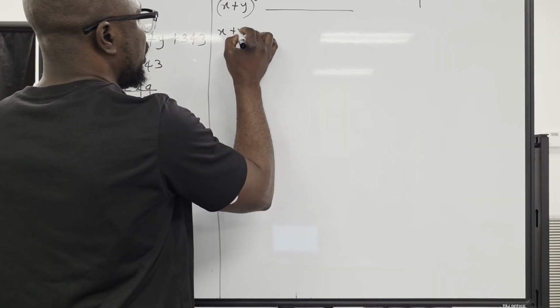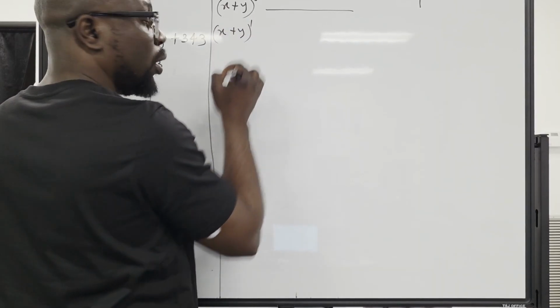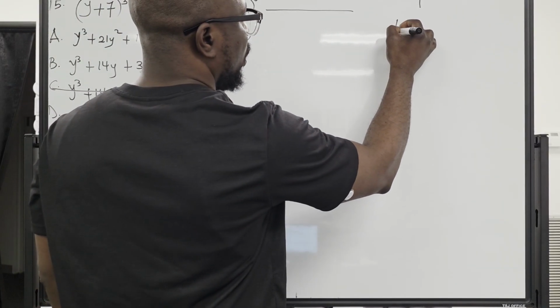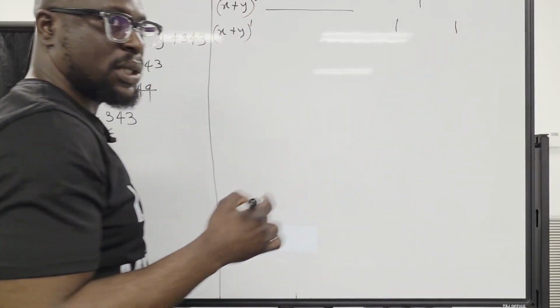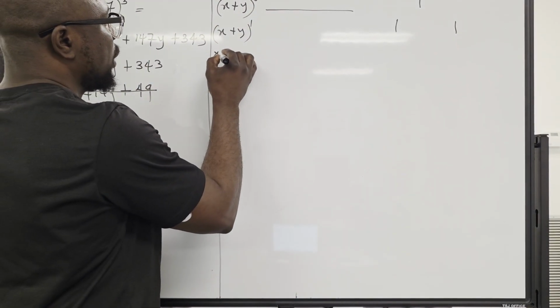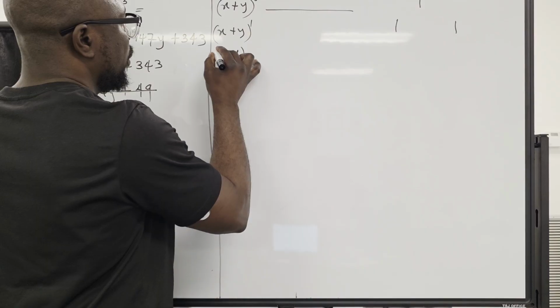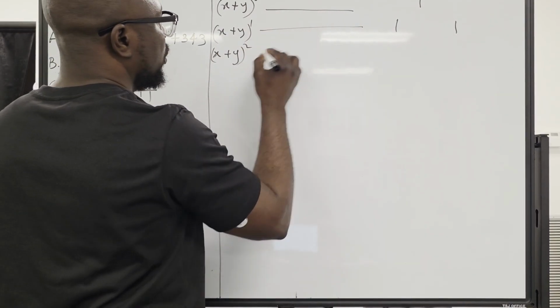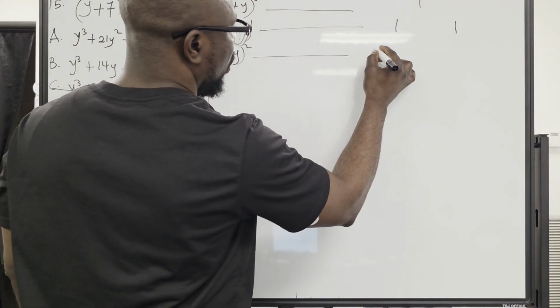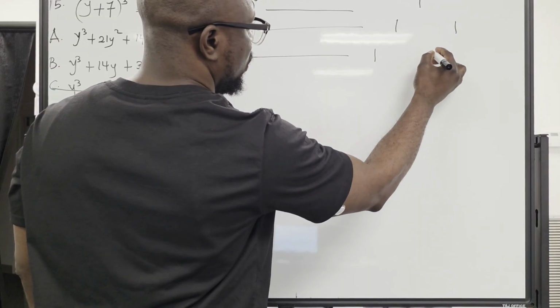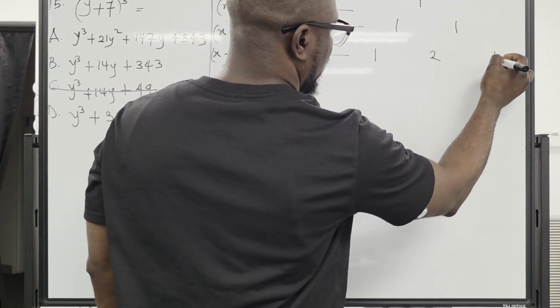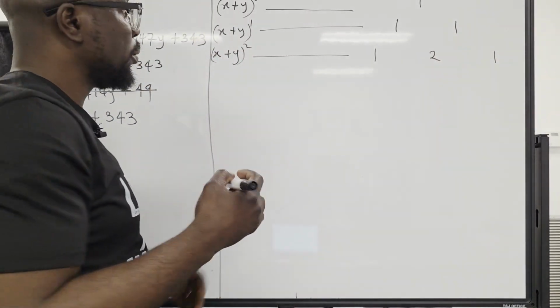X plus y raised to the power of 1 is going to be 1, 1. It's going to make sense in a minute. X plus y raised to the power of 2 is going to be 1, 1 plus 1 is 2, and you're going to have 1 right here. So you will always start with 1.